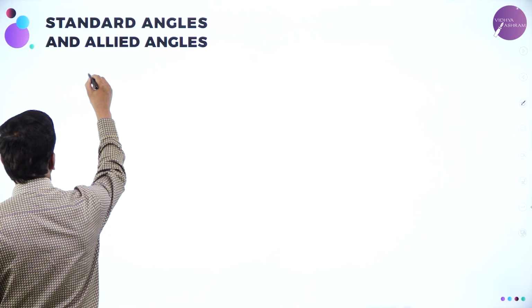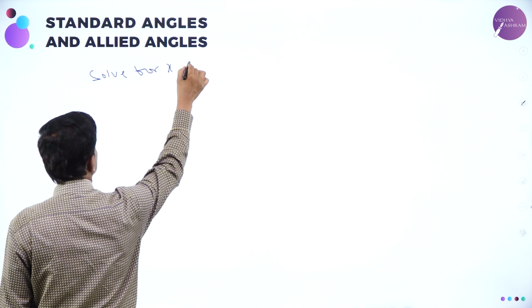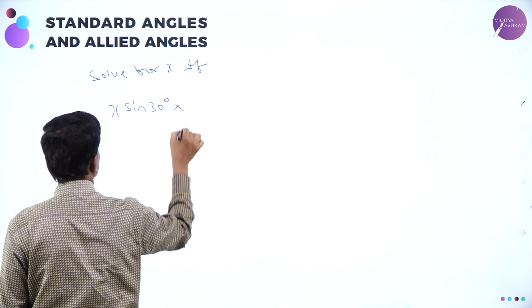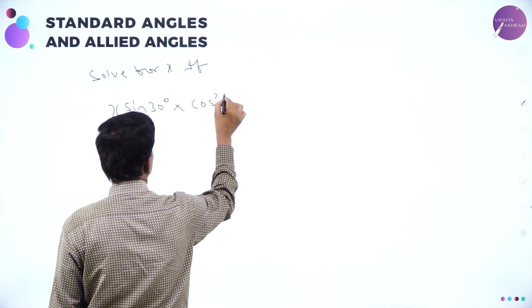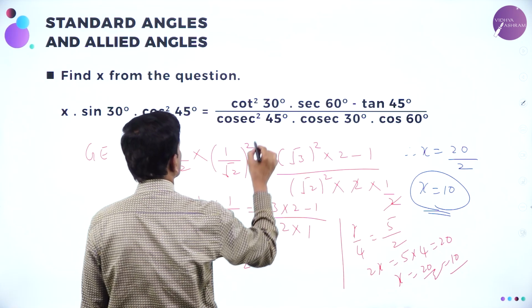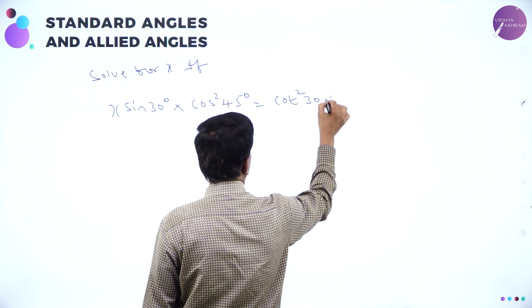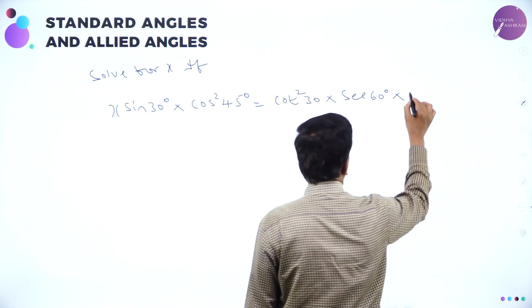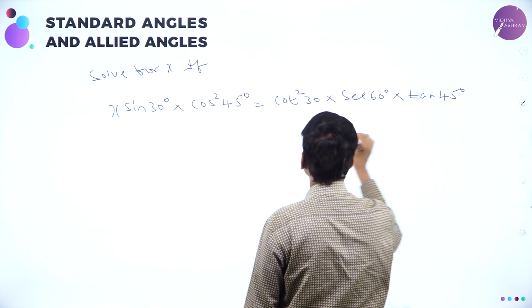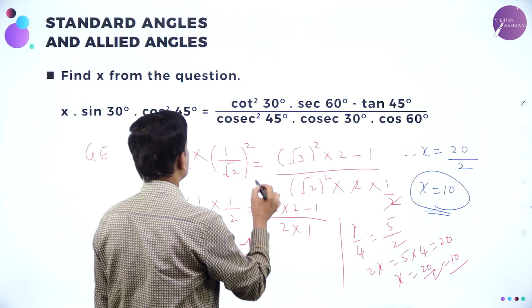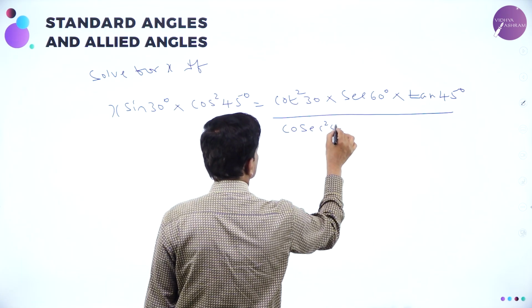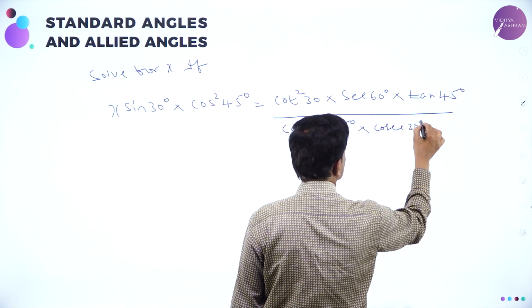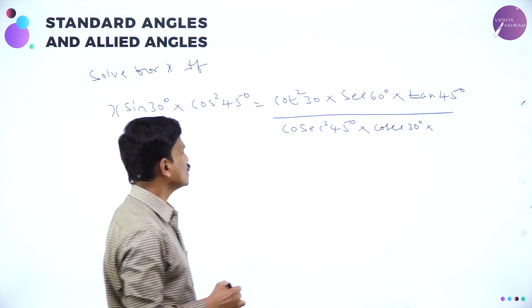So, next problem, solve for x. Given the same problem, x into sin 30 into cosecant square 45 is equal to cot square 30 into secant 60 into tan 45 degrees whole divided by cosecant square 45 into cosecant 30 into cos 60 degrees.